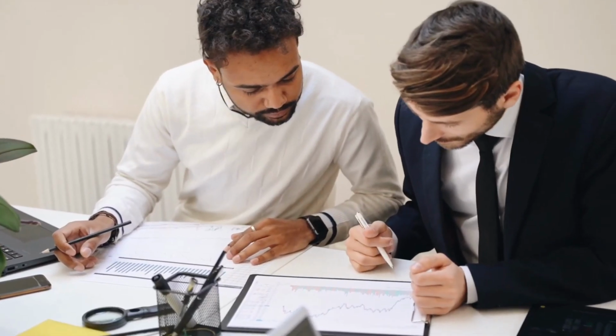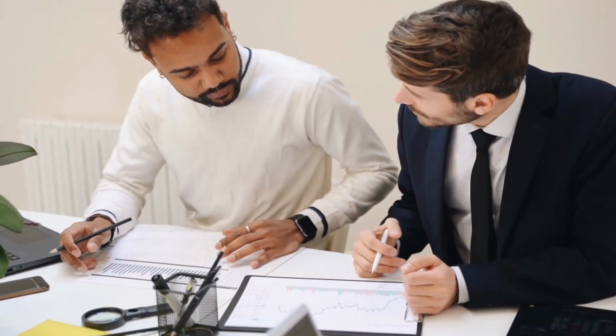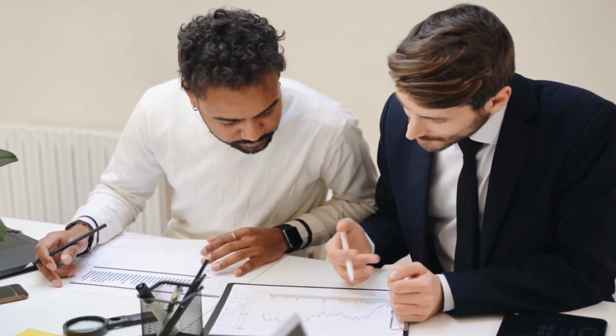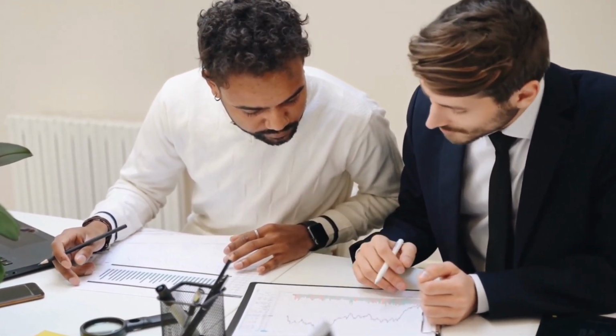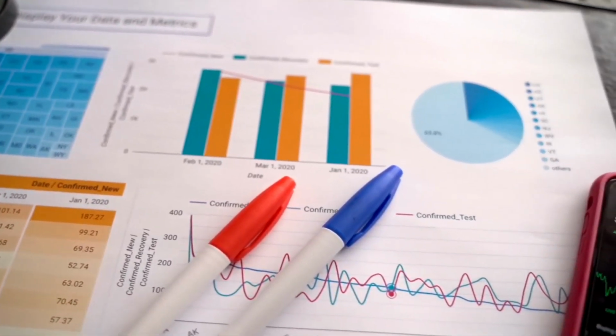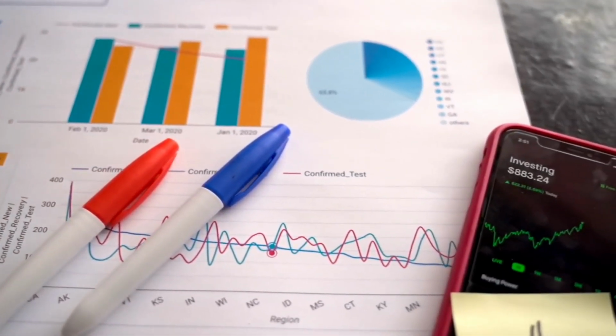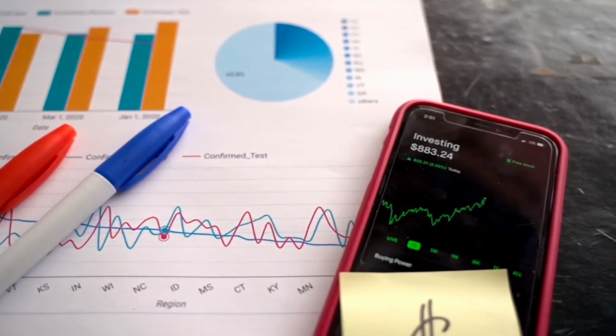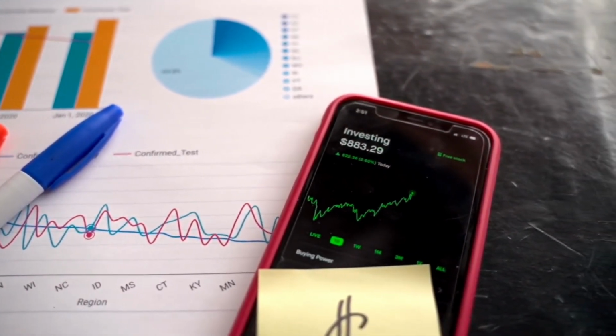Again, I'm just going to keep this tip short and sweet. You don't have to open 100 trades per day to become a successful trader. 2 to 3 trades per day is more than enough. I'm sure most of you have heard the saying, less is more. And when it comes to trading, this saying is extremely relevant.